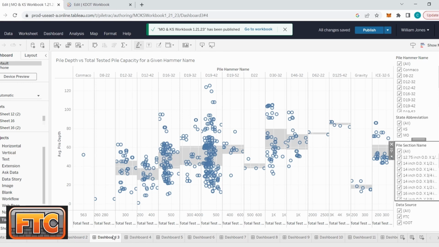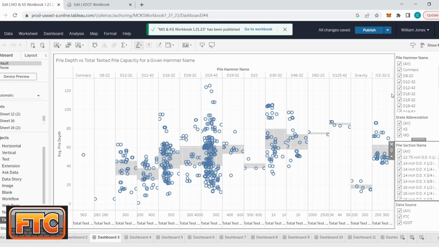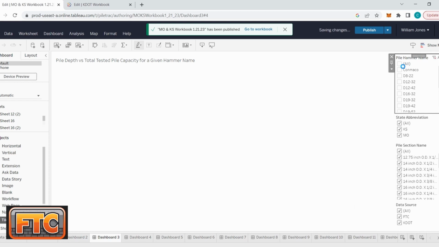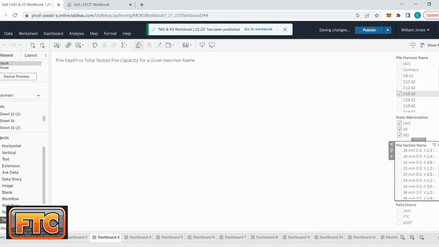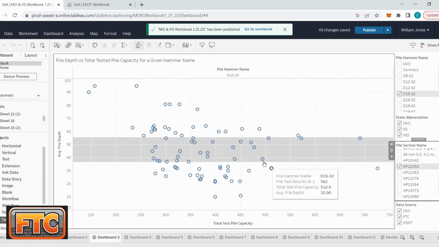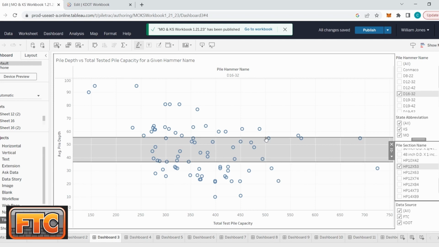So for example, I just recently tested some pile at the Amidon project in Sedgwick County, Kansas, the City of Wichita project, and that had a D1632 hammer. So I'm going to deselect all and just select the 1632. And for the pile section name, go down here to 12 by 53. And we can see that this gray band is within a half a standard deviation of the average. And you can hover over these values as well.